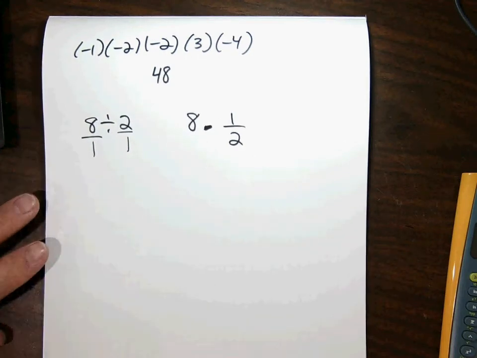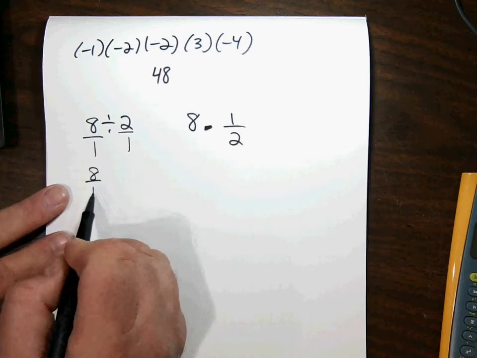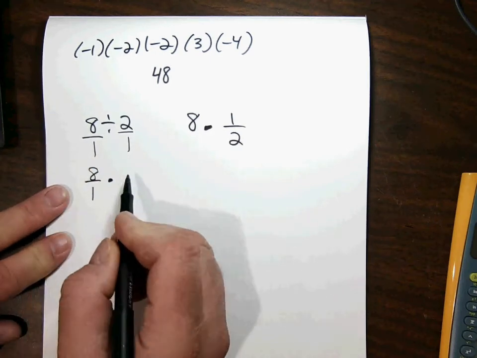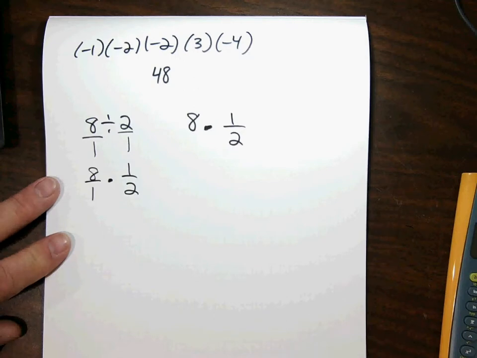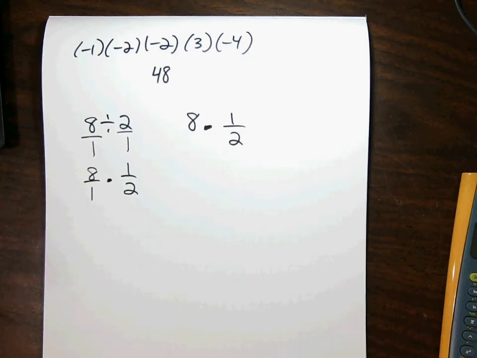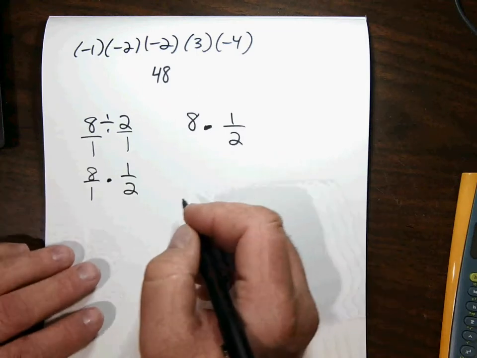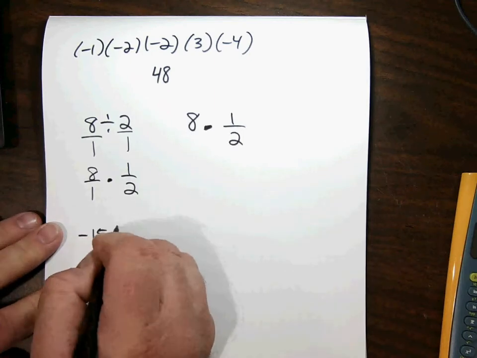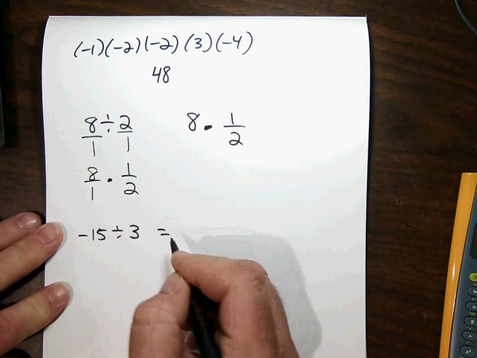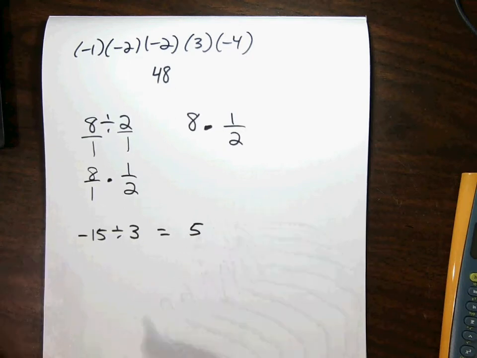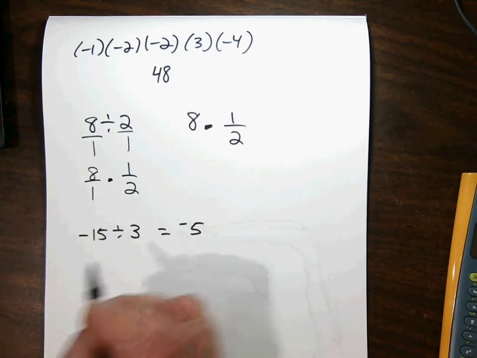Just like we were dividing fractions, right? When we divide fractions, what do we do? We leave the first fraction alone. We change the divide to a times and we flip the second fraction over. Same thing. Okay, so the meaning of division is multiply by the reciprocal. So let's do it here. Negative 15 divided by 3. We know 15 divided by 3 is 5. We just have to figure out, oh yeah, one negative and one positive, so the answer is going to have to be negative.